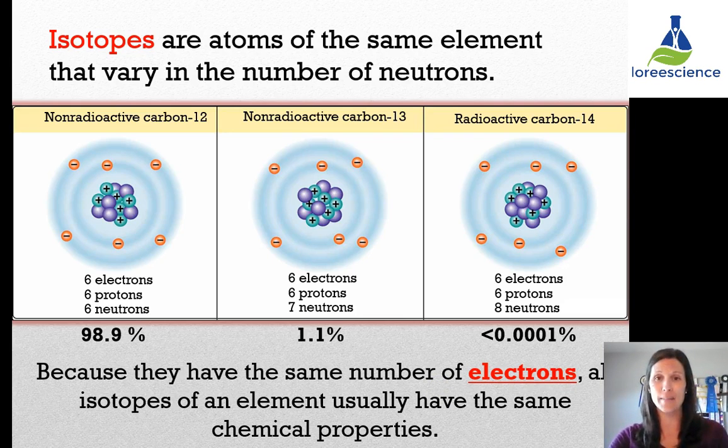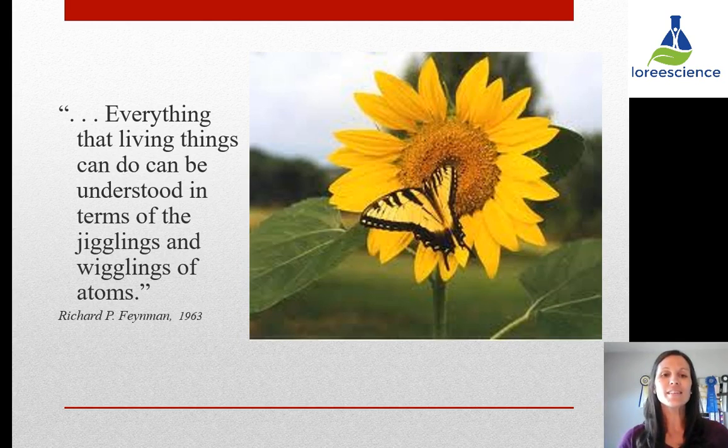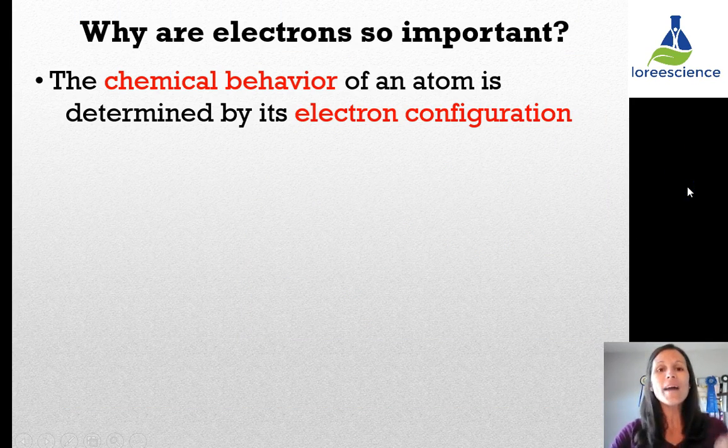or react the same. Everything that living things can do can be understood in terms of the jigglings and wigglings of atoms. And that's essentially what we're going to do in this grade 12 university biology class: look at those electrons. Where do they go? Where do they come from? And what do they do? So let's dig a little bit deeper into those electrons. Why are they so important?